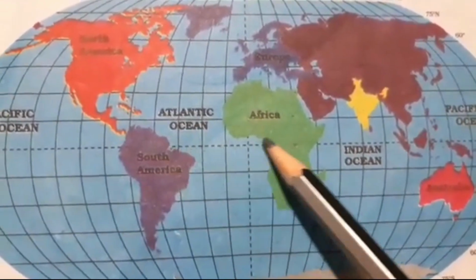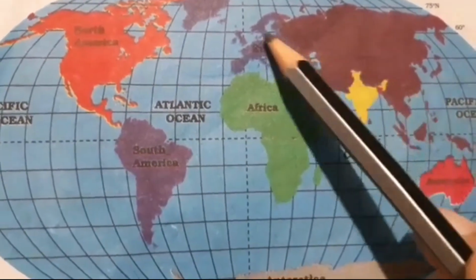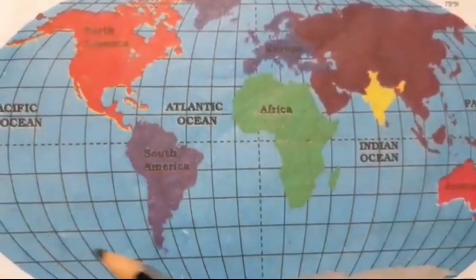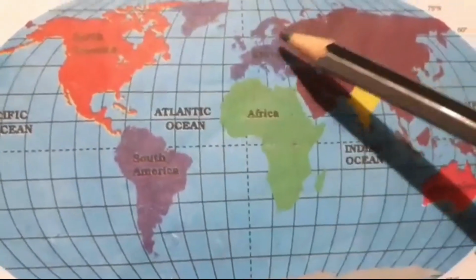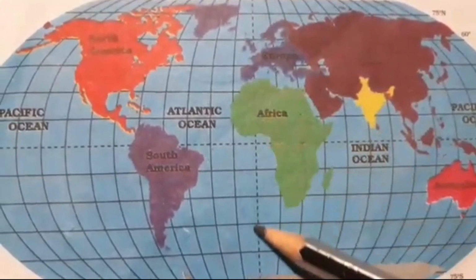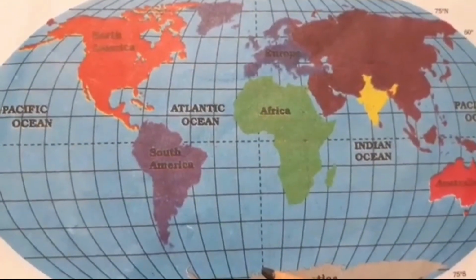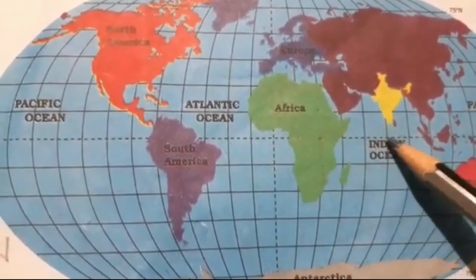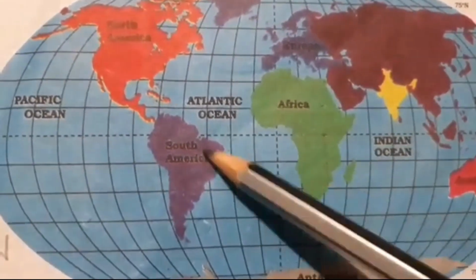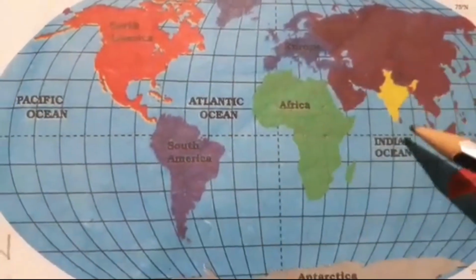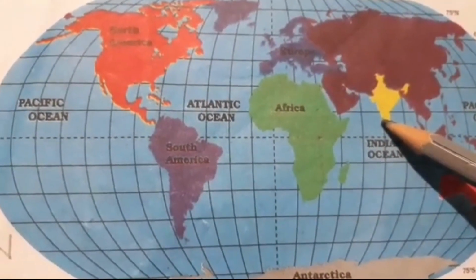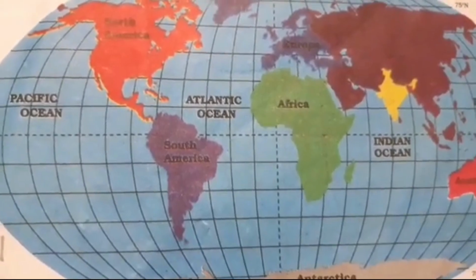The globe also can be divided into eastern hemisphere and western hemisphere. This line is the prime meridian, which divides the earth into eastern and western hemisphere. So India lies in the eastern hemisphere.